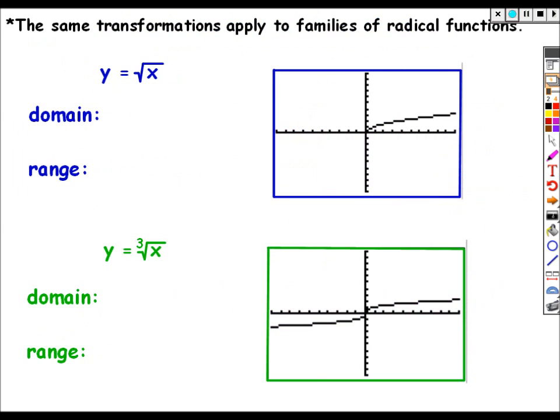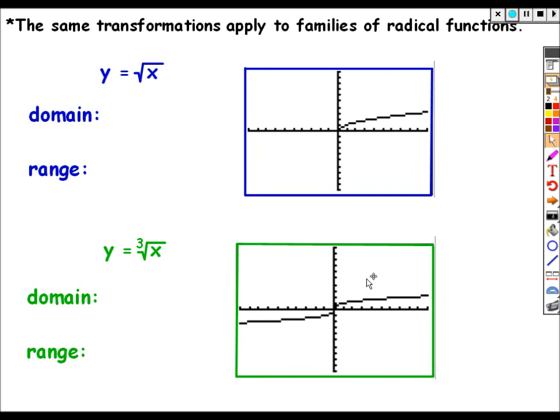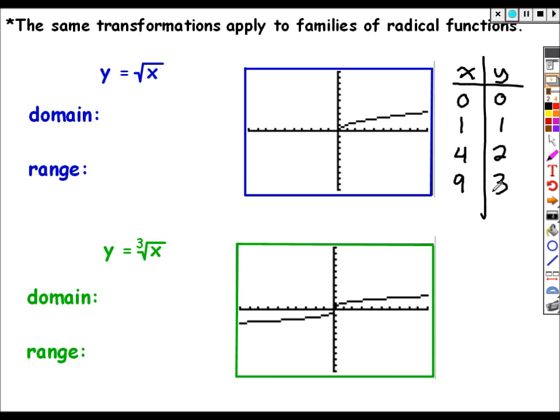So with this in mind, let's look at our parent functions, the square root function and the cube root function. Whenever I'm graphing the square root function, I want to maybe input values that I could take the square root of. So the square root of 0 is 0, the square root of 1 is 1, the square root of 4 is 2, the square root of 9 is 3. And I could plot these points, and I should get a pretty nice shape for my graph, y equals the square root of x. Now what's the domain?